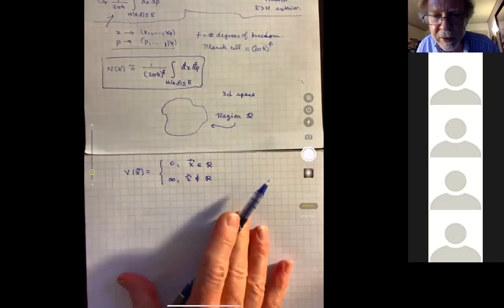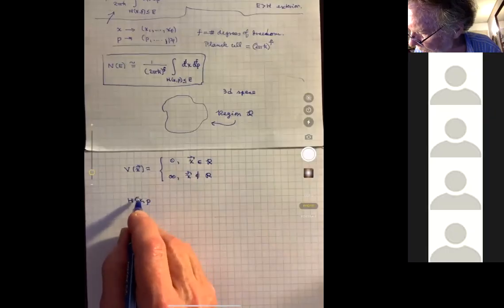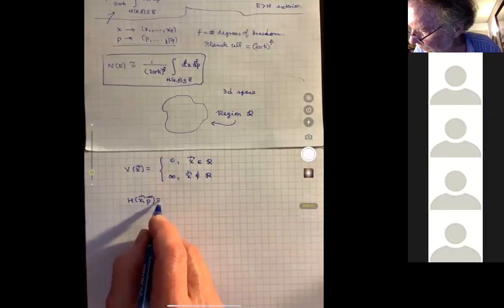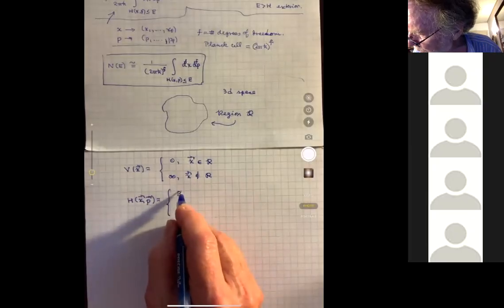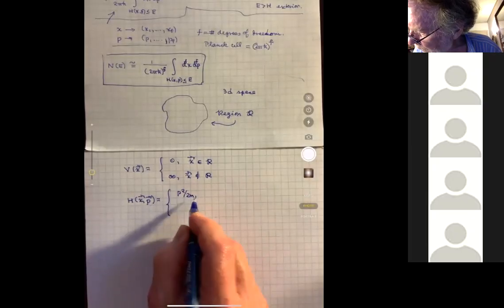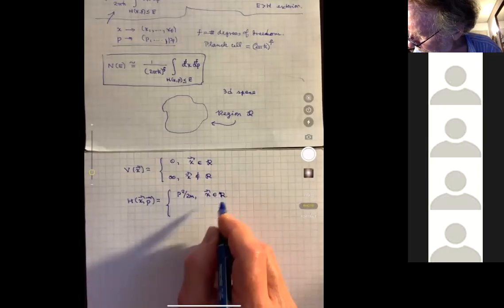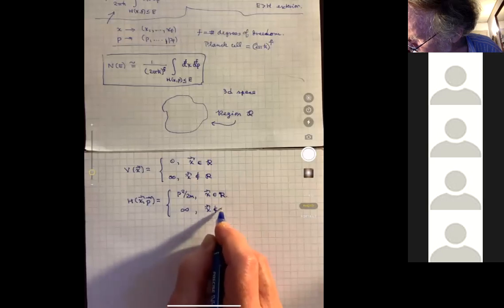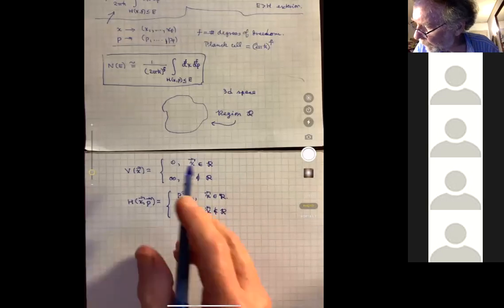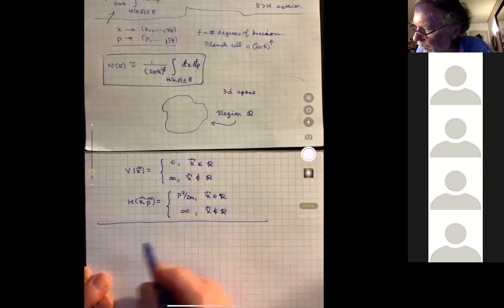That's all that means. This also means that the Hamiltonian h of x and p, and this is a classical Hamiltonian now, is equal to p squared over 2m if x is contained in R, and it's equal to infinity if x is not contained in R, because it's kinetic plus potential, which is infinite there. All right. So let's work on this integral then.